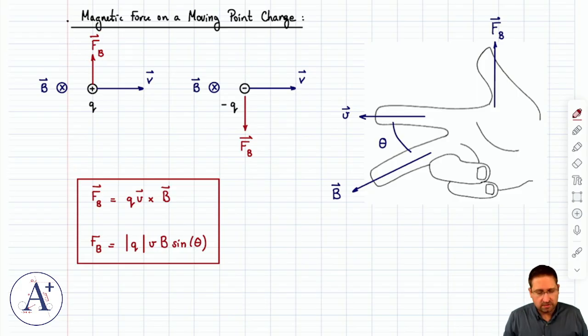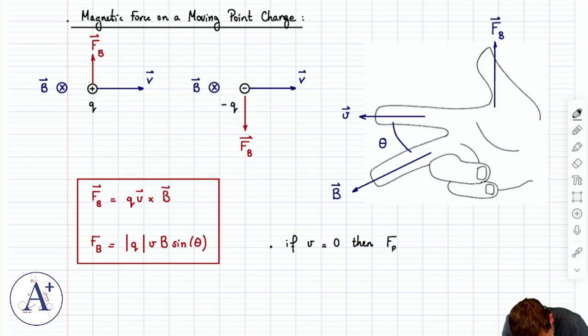FB just points up in this case. All right, so that is the magnetic force moving on a point charge. Now we have a few important consequences here. The first one is that if v is equal to 0, then there is no force. So you can have a point charge that's at rest in a magnetic field, but nothing's going to happen. It's just going to sit there, right?